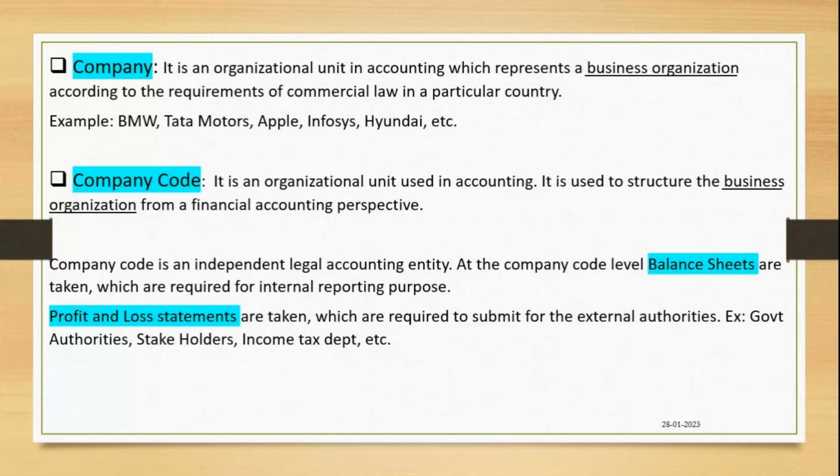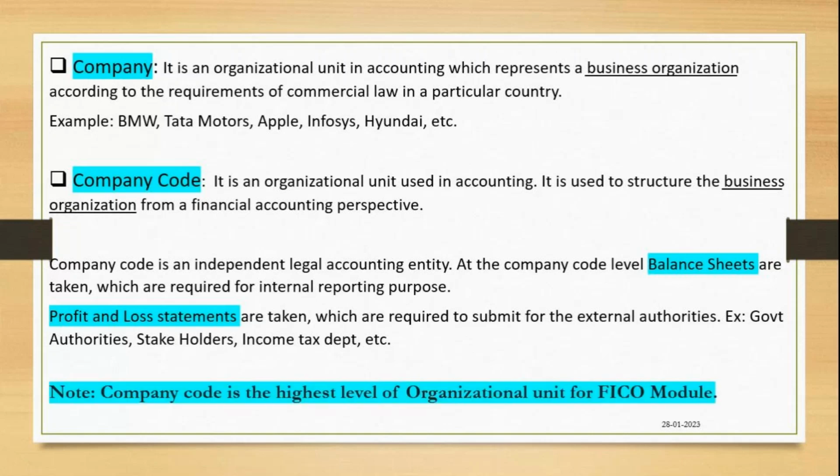So profit and loss statements are for the external authorities. These are the two major things taken care of from the company code side. Though it is a financial organizational unit of the FICO module, we should know a bit about it. Very, very important. Company code is the highest level organizational unit for the FICO module. Whatever they say day in, day out, they always talk about company code, company code, company code.